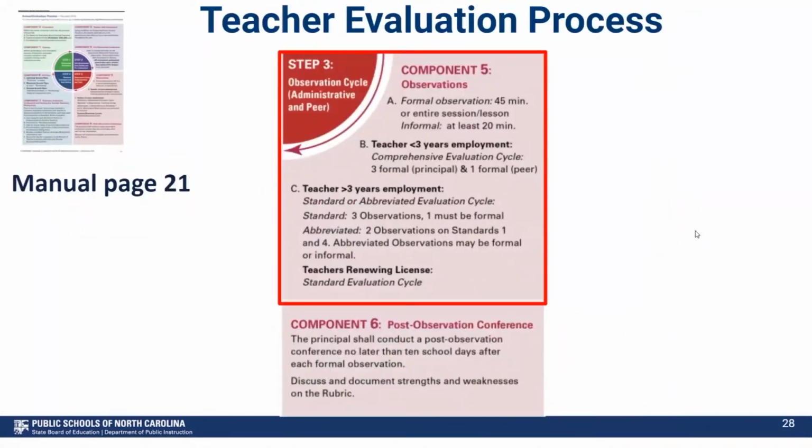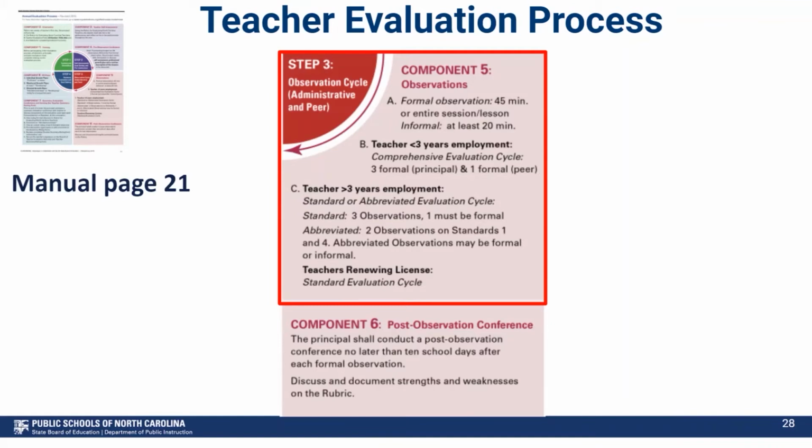So step 3, component 5, the formal observation is 45 minutes in length or an entire session or lesson. If you're doing an informal observation, that must be at least 20 minutes. For teachers with less than 3 years of employment, they'll be on the comprehensive evaluation cycle. That is going to include the 3 formal observations and 1 formal observation from the peer.